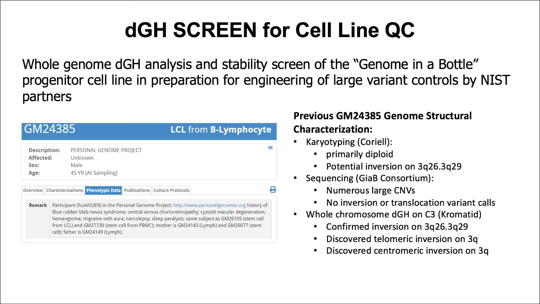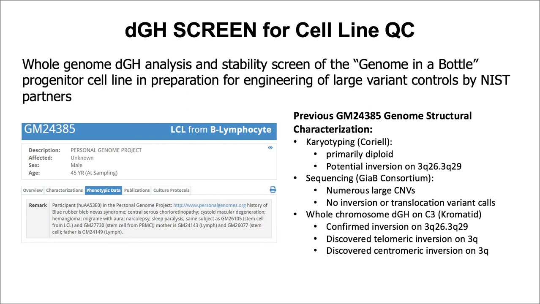The first 2 cases, which I've just briefly touched on, are simple illustrations of the power of DGH screen. However, there is no limit to the level of structural heterogeneity, complexity, differentiation, or transformation that we can measure with DGH screen. The samples I'm going to discuss with you today were provided to us by NIST and were generated from the progenitor cell line of the genome in the bottle sequencing standard.